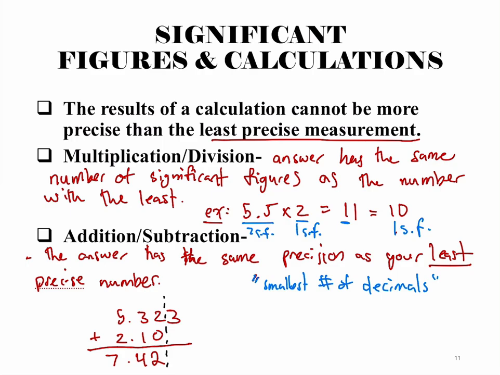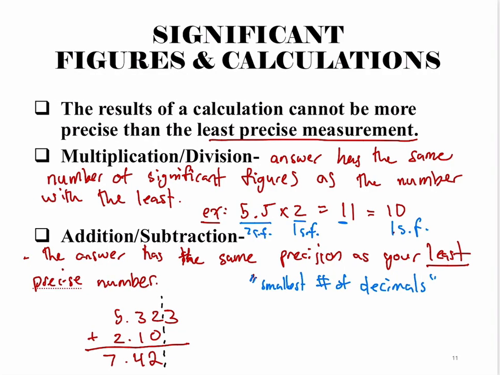When you multiply, your answer just has the same number of sig figs as your number with the least number of sig figs. Okay, and we'll go through some examples just to hammer that in.